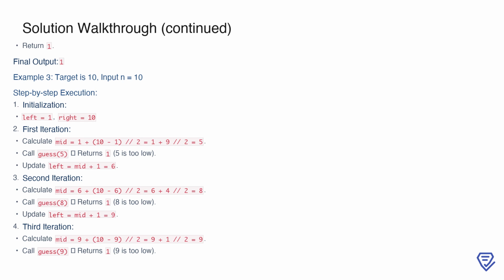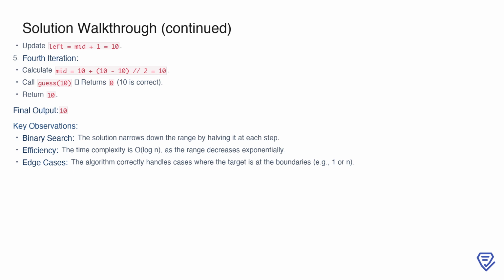At this point, the range has been reduced to a single number. With left now equal to 10, we proceed to the fourth iteration. Here, the mid is calculated as 10. Calling guess 10 returns 0, confirming that the guessed number matches the target. The algorithm terminates and returns 10 as the final result.